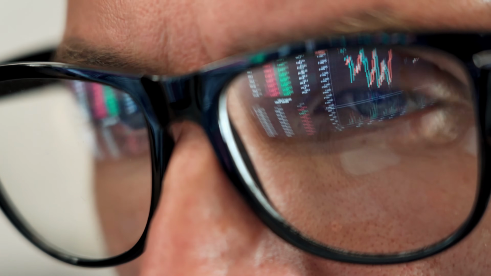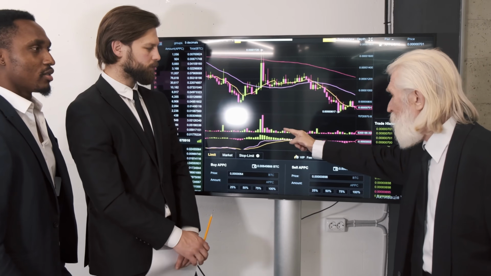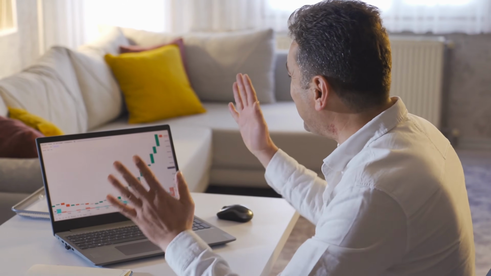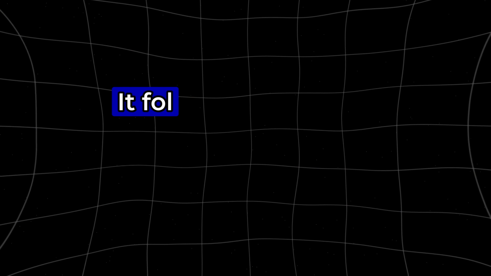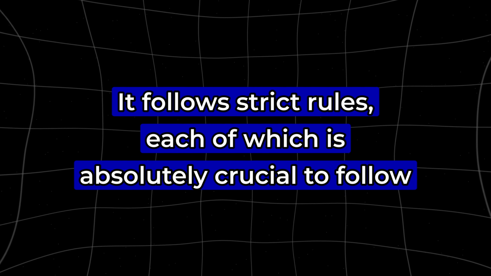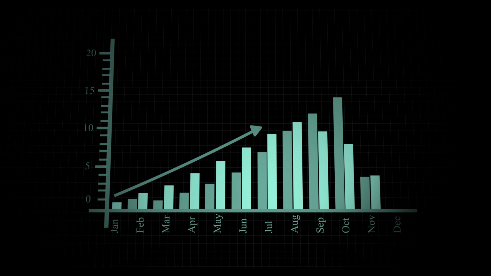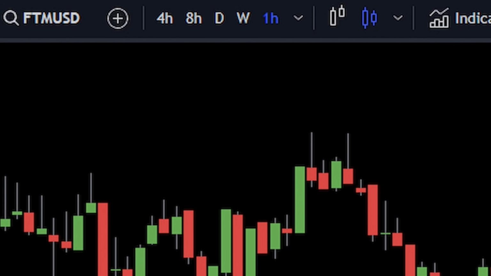This style of trading can be quite risky on lower time frames, especially if you're not experienced. But don't worry, the strategy I'm about to show you in this video is a very safe version of reversal trading. It follows strict rules, each of which is absolutely crucial to follow. By adhering to these rules, you can minimize risk and achieve highly accurate trade entries. Imagine making nearly foolproof trades and watching your profits soar. As an example, we will use the FTM price chart on a 1-hour time frame.